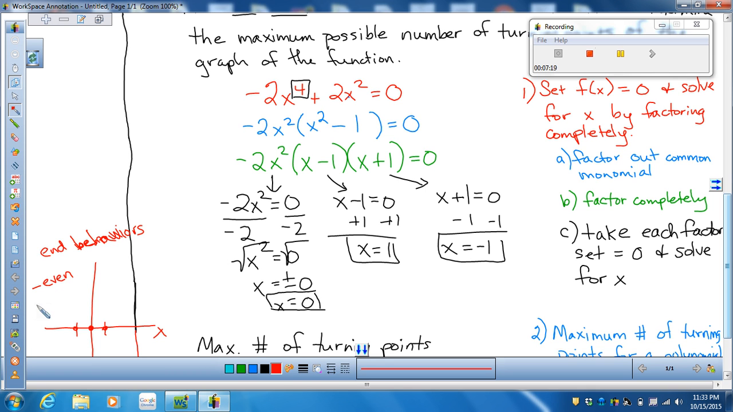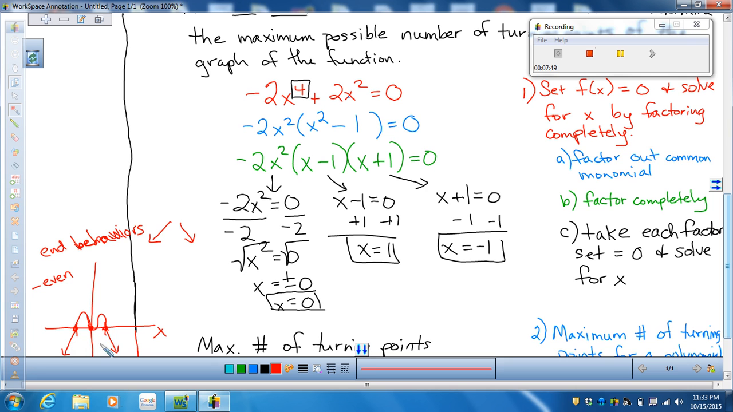That means that if I'm looking at my end behaviors, I would be looking at the ends of it going down. So I know that this side would be going down, and this side would also be going down. And then somewhere in between, I'm going to have 3 turning points. So far, I would have one in between these, and then another one coming down, and another one coming back up again. This is just a sketch. This isn't the final graph.